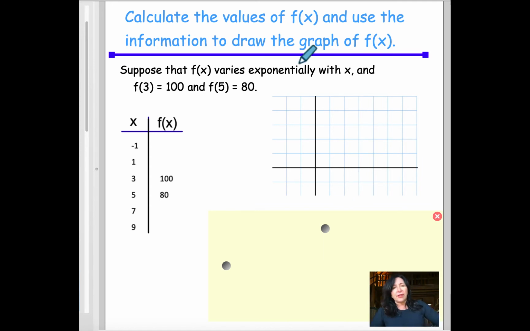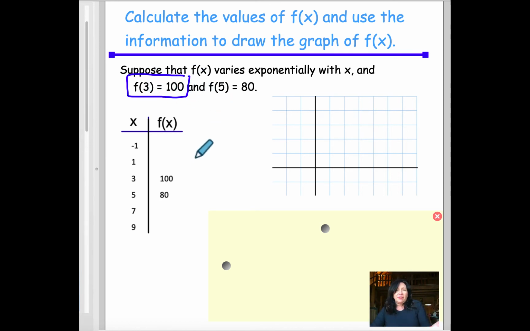Okay, it says calculate the values of f of x. I didn't give you an equation. Your job is to use the information, and first, yeah, we're going to find the equation, but not yet. First, we're going to draw the graph, and we're going to get our values here because I didn't give you an equation. What I did give you was the points in this form, which you need to be able to take and say, oh, at 3, 100.